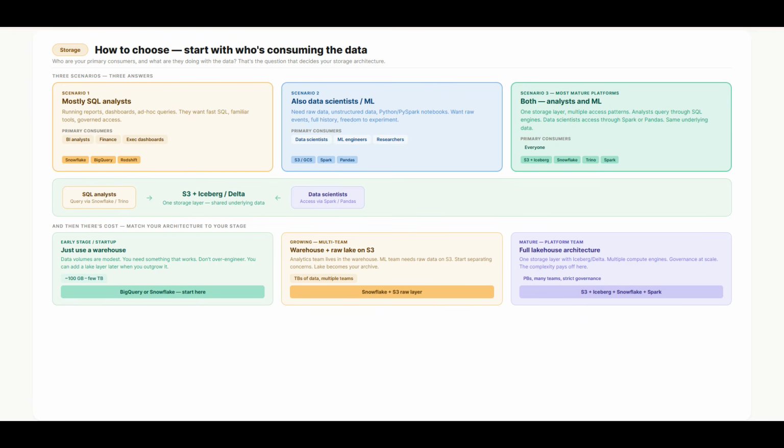And then there's cost. If you're early stage, data volumes are modest, and you just need something that works, a cloud warehouse like BigQuery or Snowflake is honestly the right call. Don't over-engineer it. You can always add a lake layer later when you outgrow the warehouse. The lakehouse complexity pays off at scale. At a startup with 100 gigabytes of data, it's unnecessary overhead.